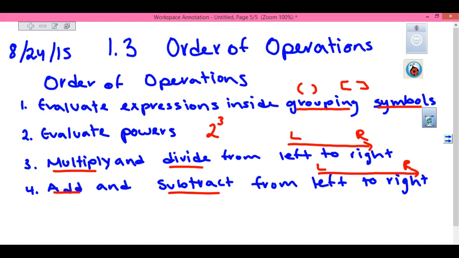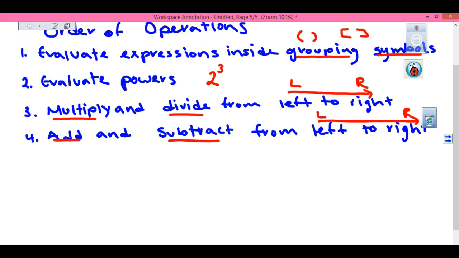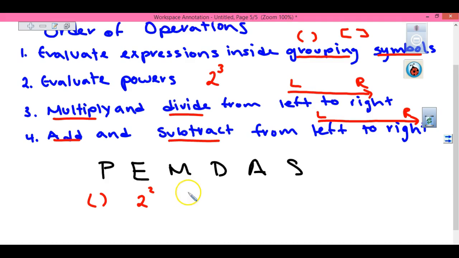So I'm sure you've heard about PEMDAS. P for parentheses, E for exponents, M for multiplication, D for division, A for addition, and S for subtraction. Okay? And to remember this, I'm sure you've heard, please excuse my dear Aunt Sally.